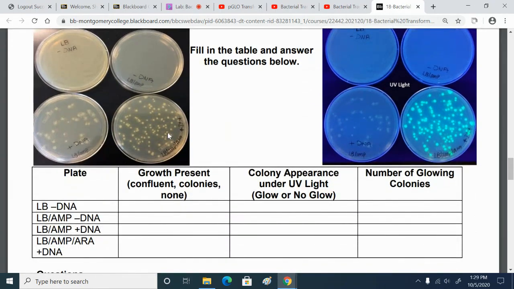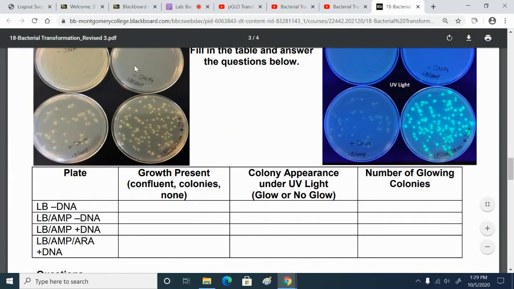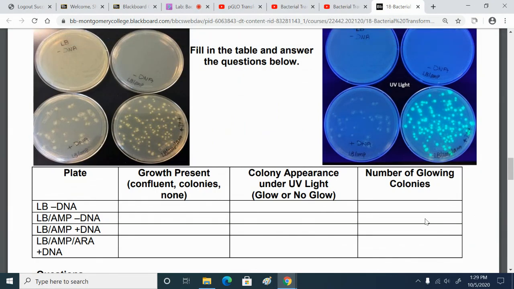So your results indicate the presence of growth, right? So confluent growth here, no growth, some good growth here, colonies on both of these plates. Under UV light, only this plate here, the LB ampicillin arabinose plate, will be fluorescent green. Number of colonies, don't worry about it. That's only if we were going to calculate transformation efficiency, we would need to know the number of colonies, but we're not going to worry about that. So just whether growth is present and the appearance under UV light.